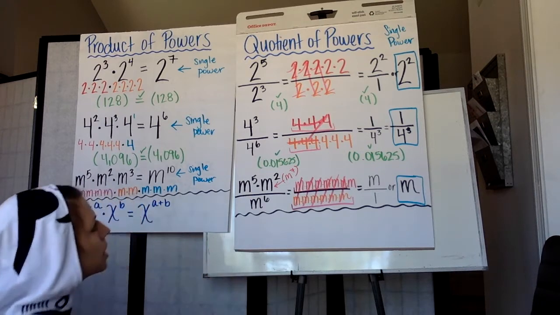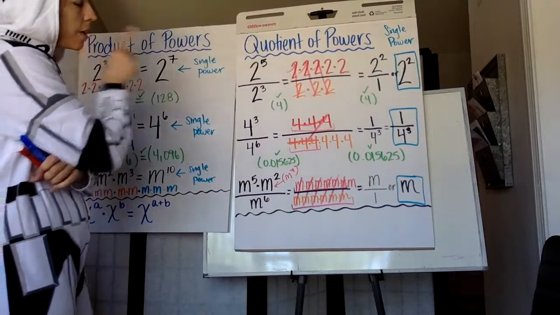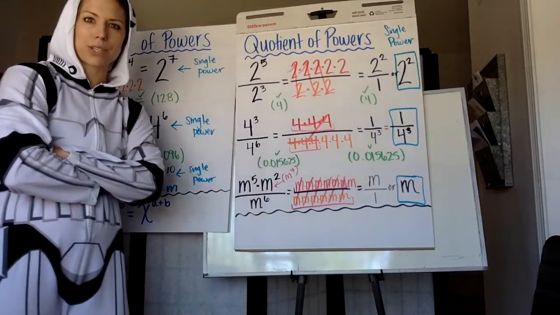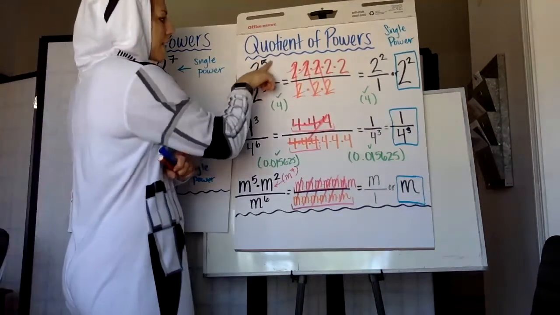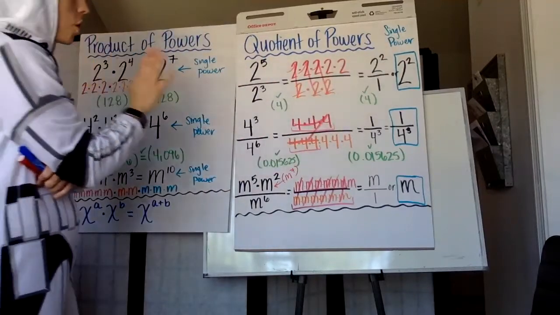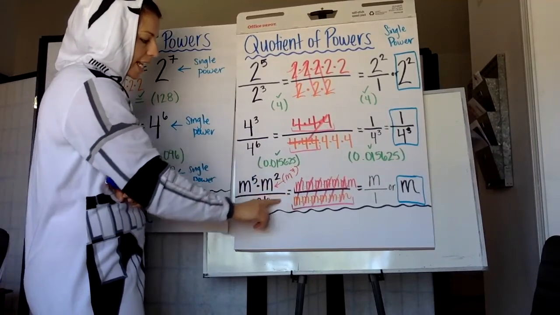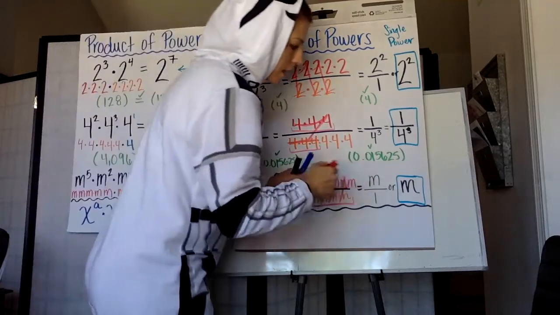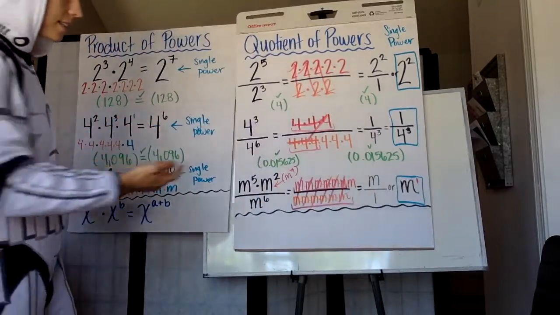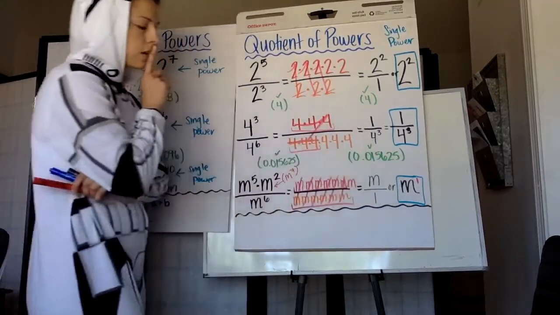Wait a minute. How do you get 2 from 5 and 3? 5 minus 3 is 2, isn't it? Yeah, 5 minus 3 is 2. I believe that. So here, I could subtract the exponents. 5 minus 3 is 2 and get 2 to the 2nd power. What about here? I'm going to skip this one for a second. I have 7 up here. 7 minus 6 leaves me with 1, which is just m to the 1st power. Yeah, 7 m's over 6 m's leaves me with 1 m. 7 minus 6 is 1.